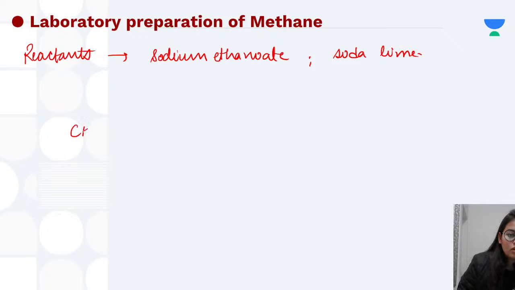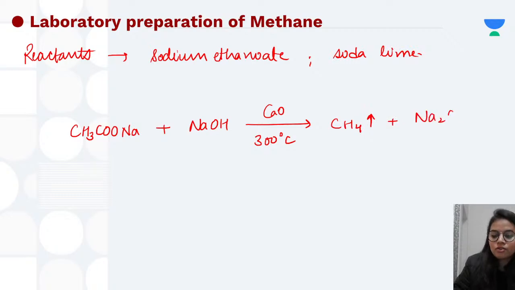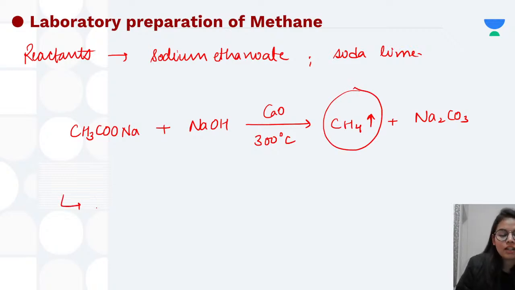We take sodium ethanoate, that is CH3COONa, plus soda lime, that is sodium hydroxide. Now when we heat it, the temperature is approximately 300 degrees Celsius. We get CH4, which is in gaseous form, plus Na2CO3. And here we collect this methane gas by which method? We collect it by downward displacement of water.